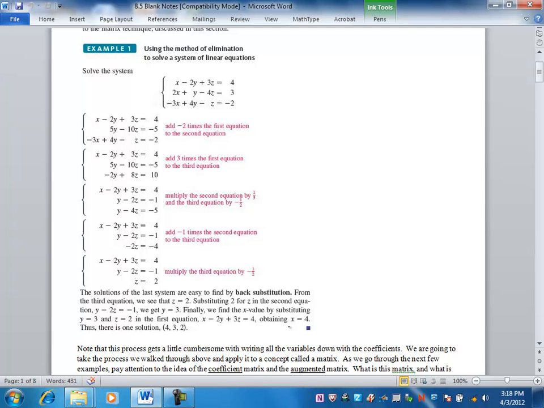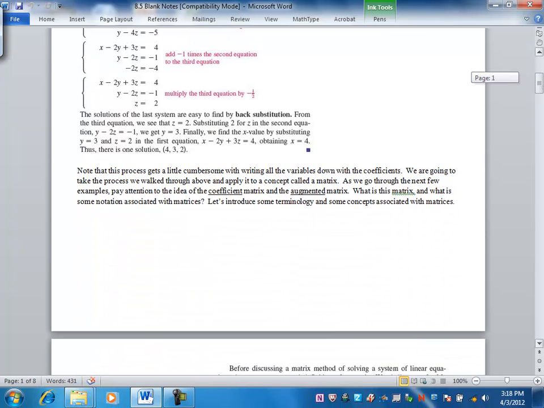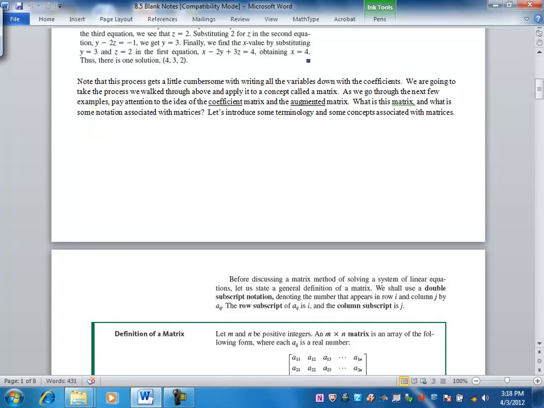You probably noticed that the process we just used is a little messy. It's a little cumbersome writing all the variables down with the coefficients. So we're going to take the process we walked through above and apply it to a concept called the matrix. We're not talking about the movie, we're talking about the mathematical idea. As we go through the next few examples, pay attention to the idea of the coefficient matrix and the augmented matrix. What is a matrix, and what is some notation associated with matrices?